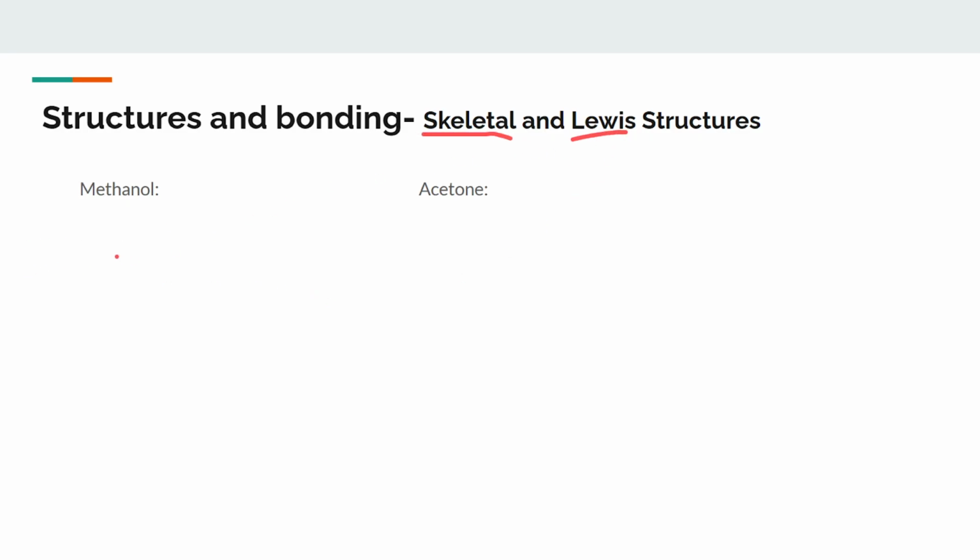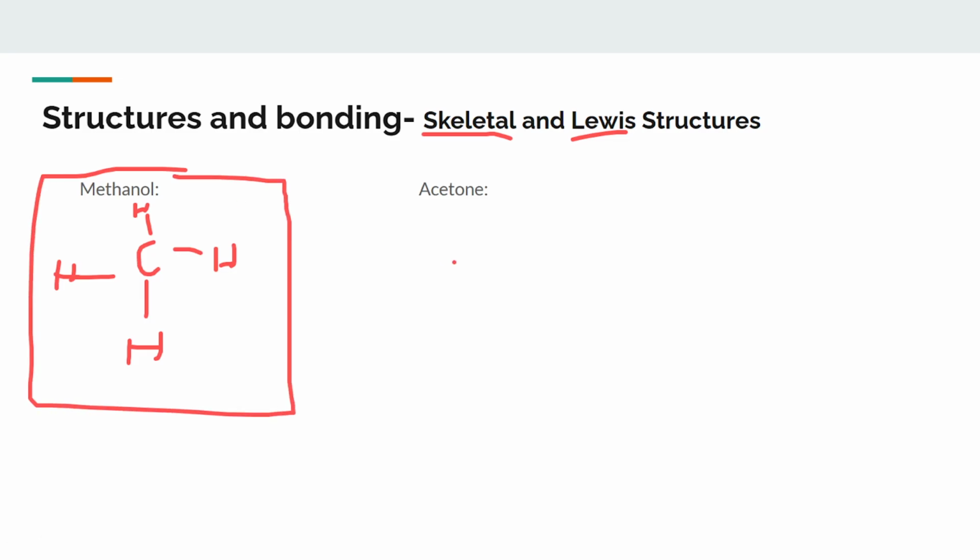So, I'm sure you already know this, but we have our different kinds of structures. Right here, what I'm drawing is our Lewis structure. We have our atoms represented by letters with our bonds to other letters. I picked a bad example for this. This will not have a skeletal structure, but acetone will.